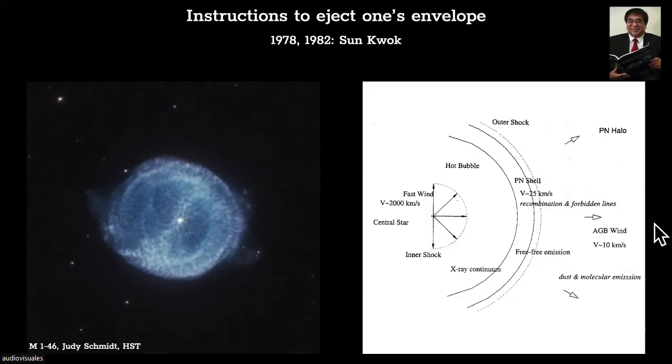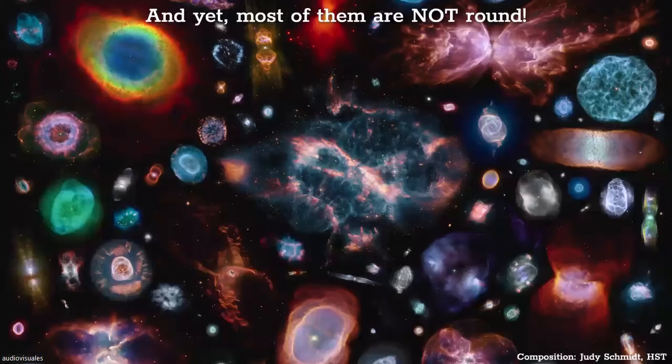Okay, so with this model, we can produce nebulae like this one, which is round. We know how to produce round planetary nebulae now. And yet, most of them are not round at all. Most of them, like 80% or so, have some kind of symmetry organized around an axis, a symmetry axis. They are bipolar in a way.